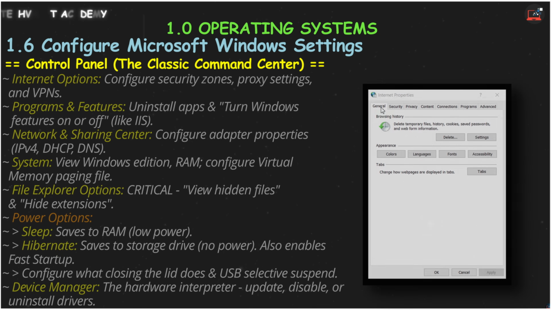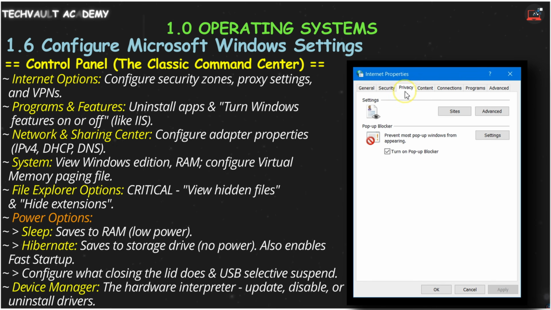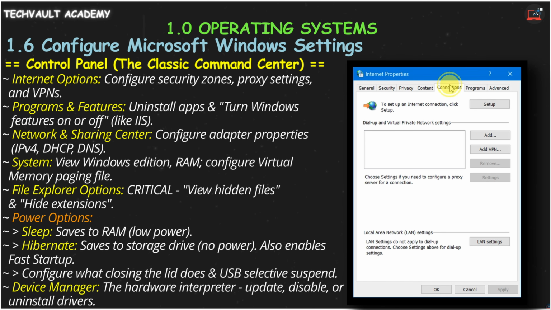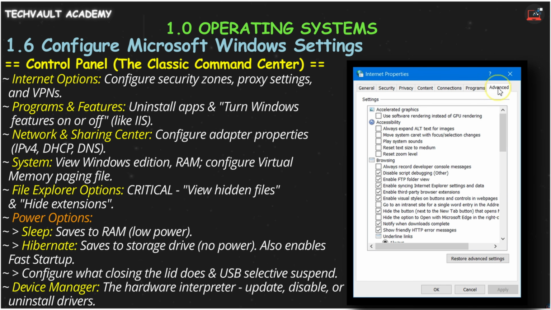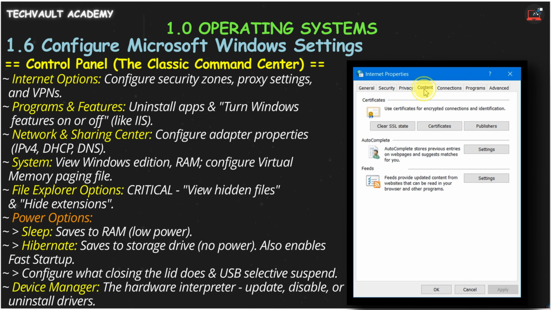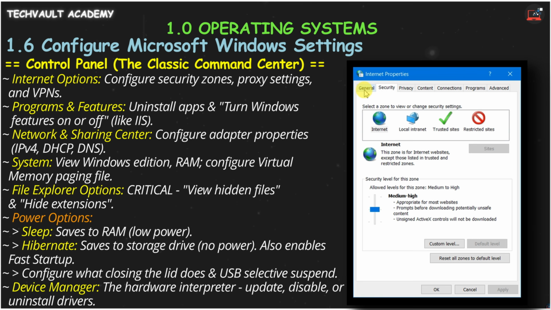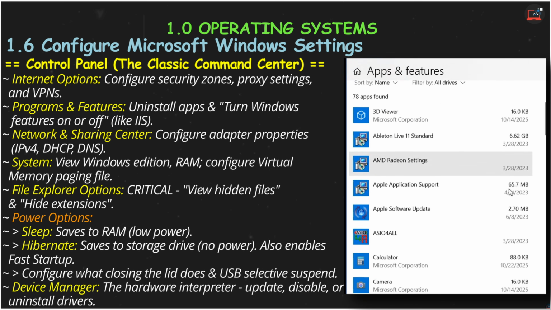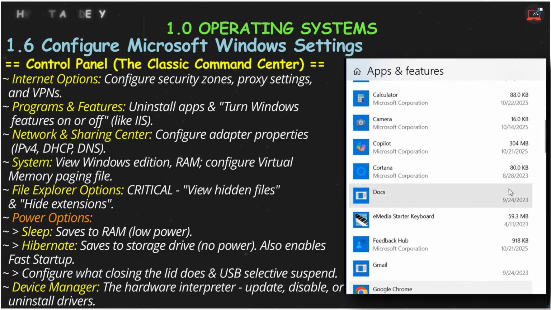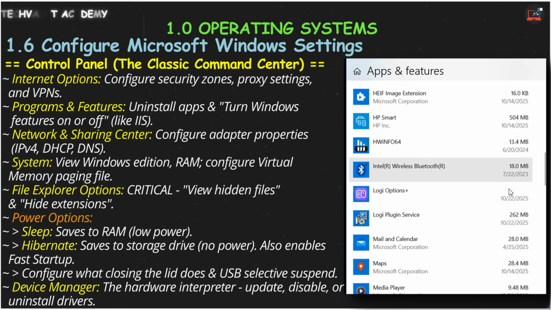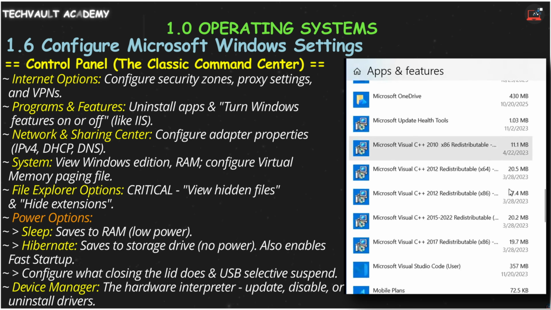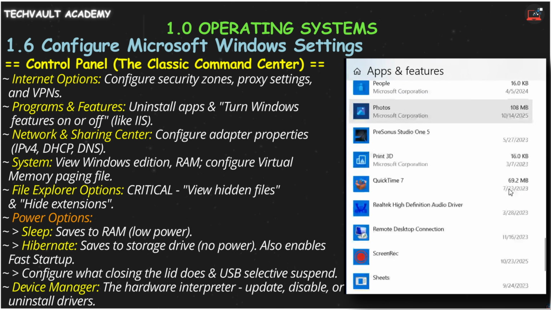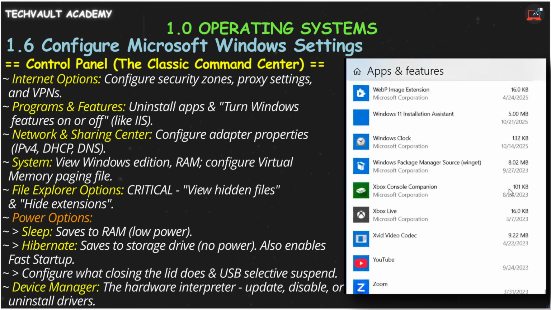Let's start with Internet Options, the browser's security guard. The Security tab lets you set permissions for different zones, like the Internet or your local intranet. The Connections tab is where you configure a VPN or a proxy server. Programs and Features is your application inventory. Here you can uninstall programs and, crucially, turn Windows features on or off, like adding Internet Information Services, or IIS.